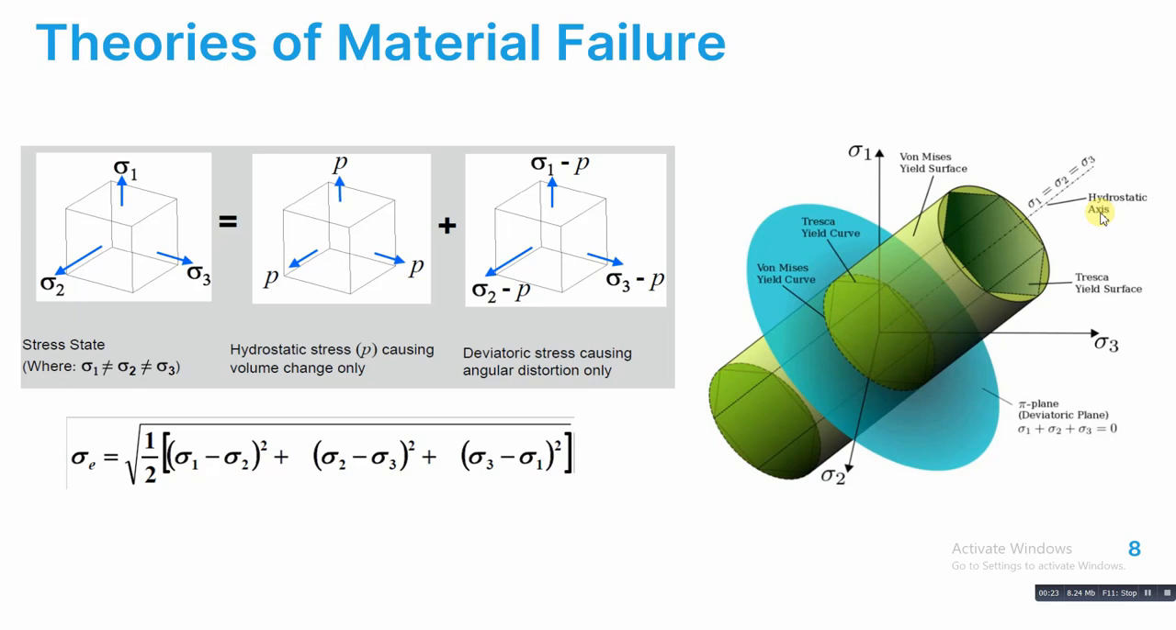As we said previously, we have two components of the stresses: hydrostatic stress that causes the volume change, and deviatoric stress that causes the angular distortion, which is an important stress type. That's why Tresca and von Mises both focus on the deviatoric term of the stress. This plane in blue is the deviatoric plane, where sigma 1 plus sigma 2 plus sigma 3 must be equal to 0.